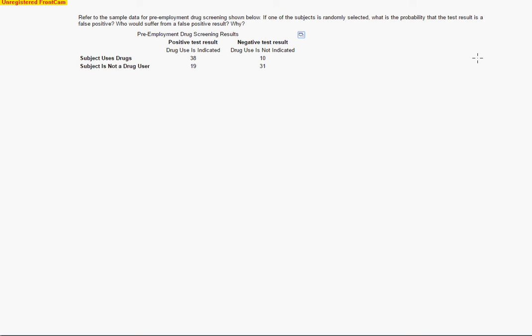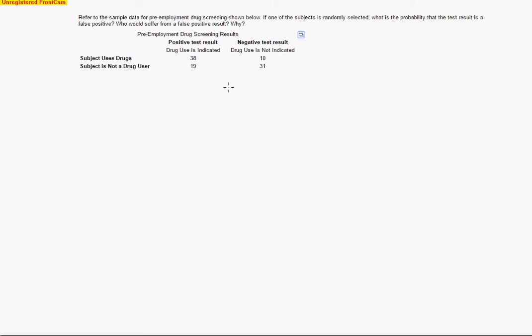Okay, hello. Here's another question from your homework number 8. This says, refer to the sample data for pre-employment drug screening shown below. If one of the subjects is randomly selected, what is the probability that the test result is a false positive? Who would suffer from a false positive result and why?